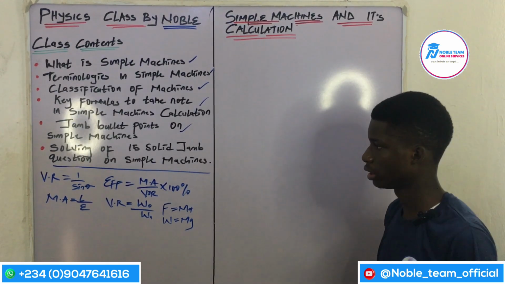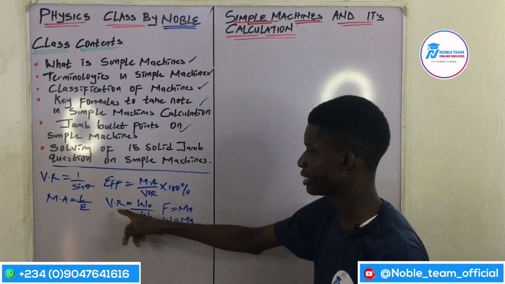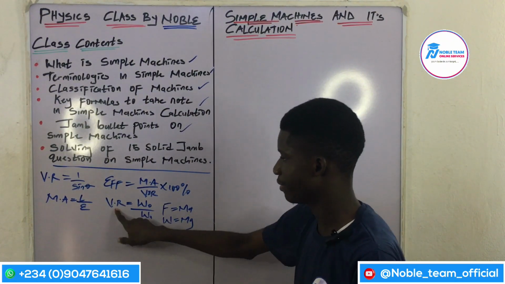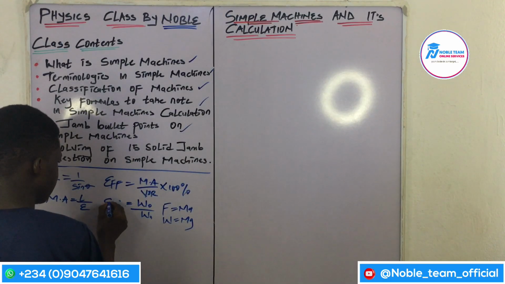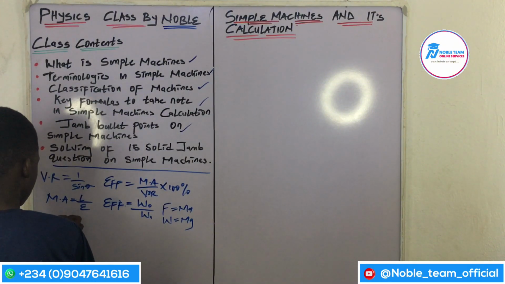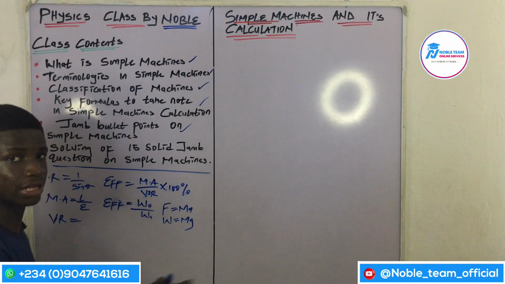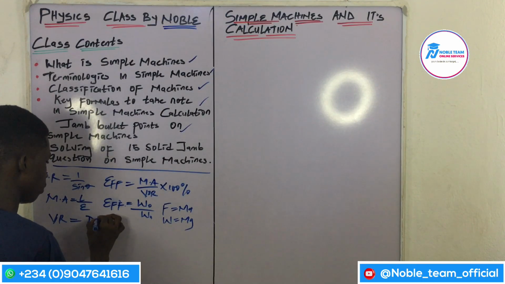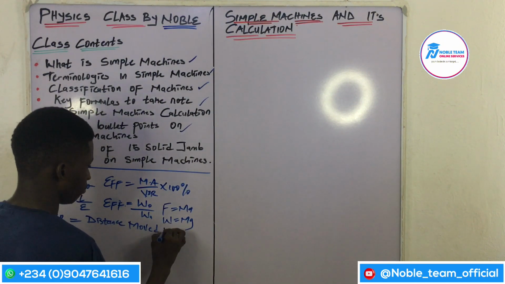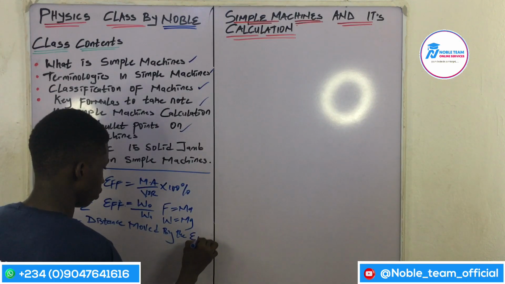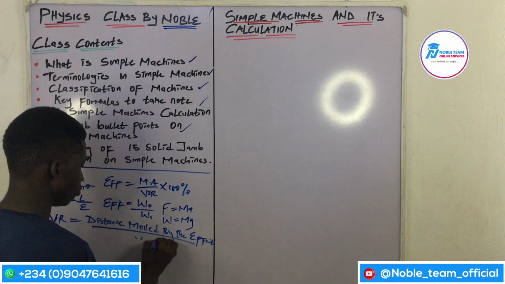Let's solve questions. I think I made a mistake here. In this particular formula, this is the efficiency. Let me just wipe it. That is why you need to pay attention to everything we are doing. This is for efficiency, where the VR is the ratio of the distance moved by the effort, divided by the distance moved by the load.